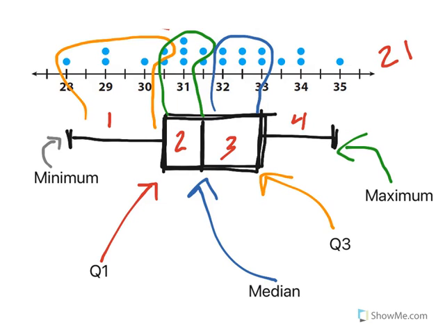I'm off a little bit. But that's what it means to find quartiles. We split up the data into 4 even sections.